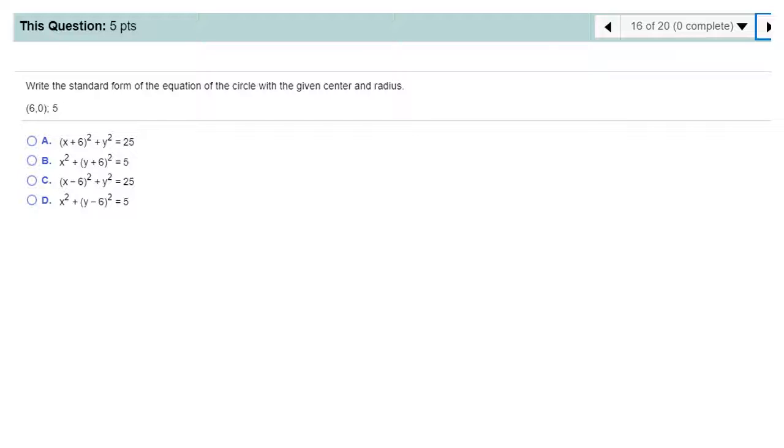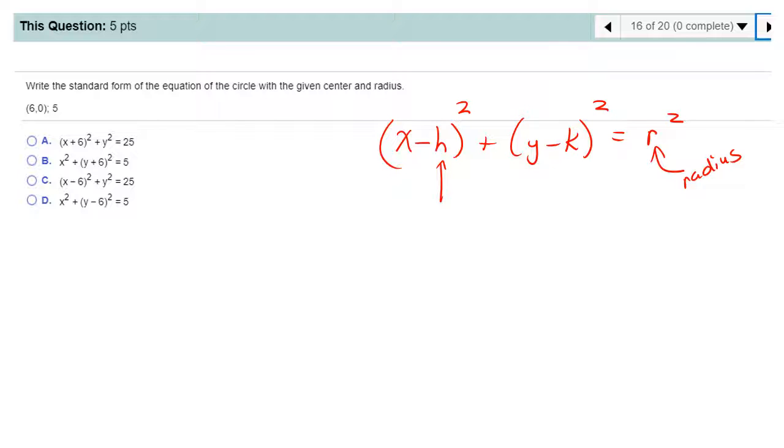Now number 16 uses still yet another formula. It is the equation of a circle. So the equation of a circle is given by the formula x minus h quantity squared plus y minus k quantity squared equals r squared. Now if you recall, the r is the radius of a circle, and the h and the k stand for the x and y in the center point of the circle. So for this problem, the 6, 0 will be the h and the k. The r is the 5.